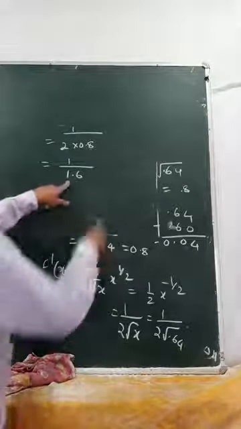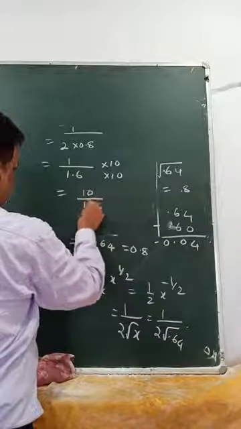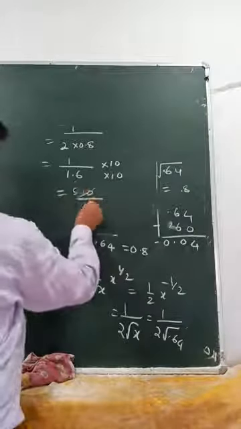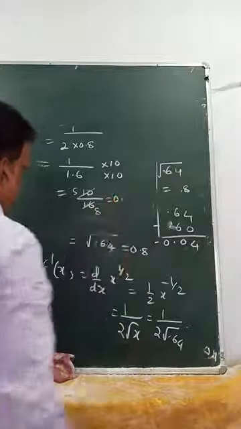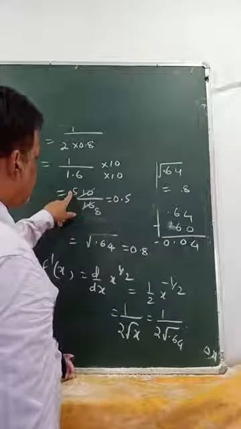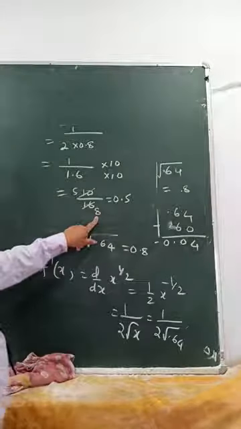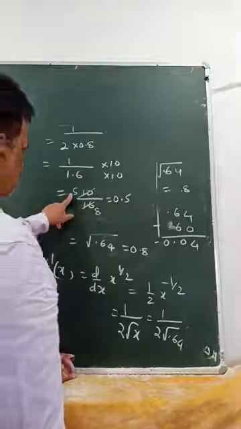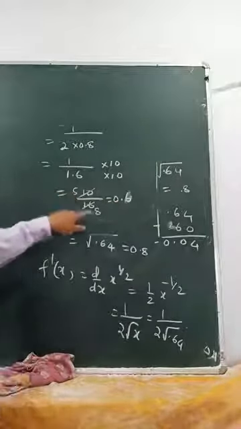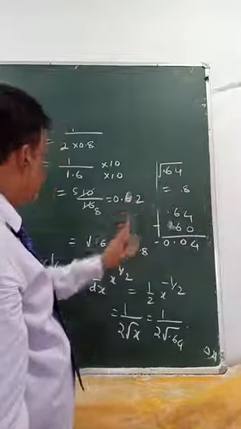Okay, simplify, multiply by 10. That becomes 10 by 16. So divide 10 by 16. If you cancel here, 5 by 8. So 0.8... Sorry, 8 sixes are 48. 48 means 20. 20 means 8 twos are 16. So I got your f dash x equals 0.625.